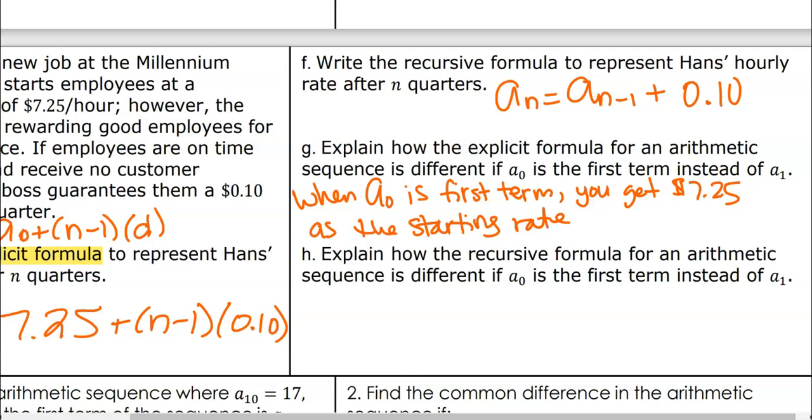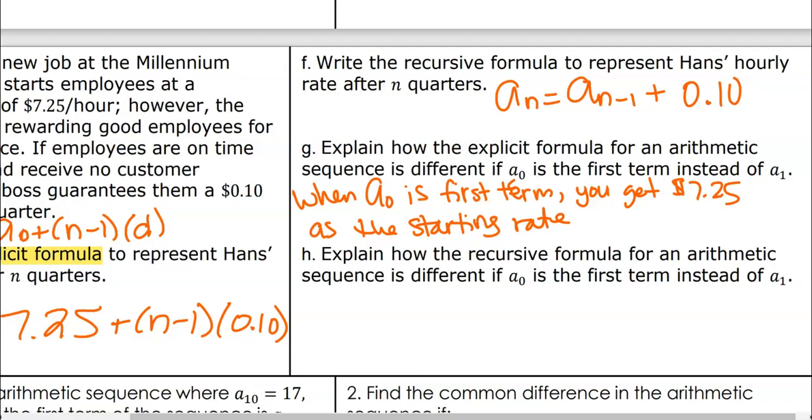All right, the recursive formula. So technically up here, would I plug in a 0 up here? Would I say a sub 0 equals a sub negative 1 plus 0.10? Would that make sense for this real world situation? No, but it makes sense. We're not going to go back in time.